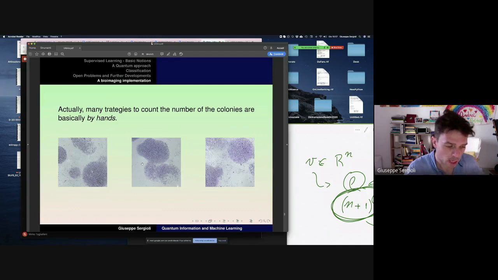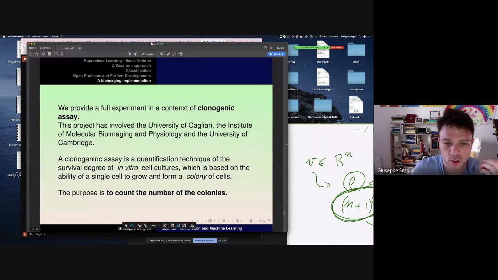if we are able to make a segmentation of these pictures, that means extract from this picture the features for each pixel, and if we are able for each pixel to classify whether it belongs to the background, so the white, or to the colony, this part, if we are able to do this in a very, very good way, we naturally have information about the number of the colonies. So making a background-colony classification provides clonogenic information about the number of colonies.